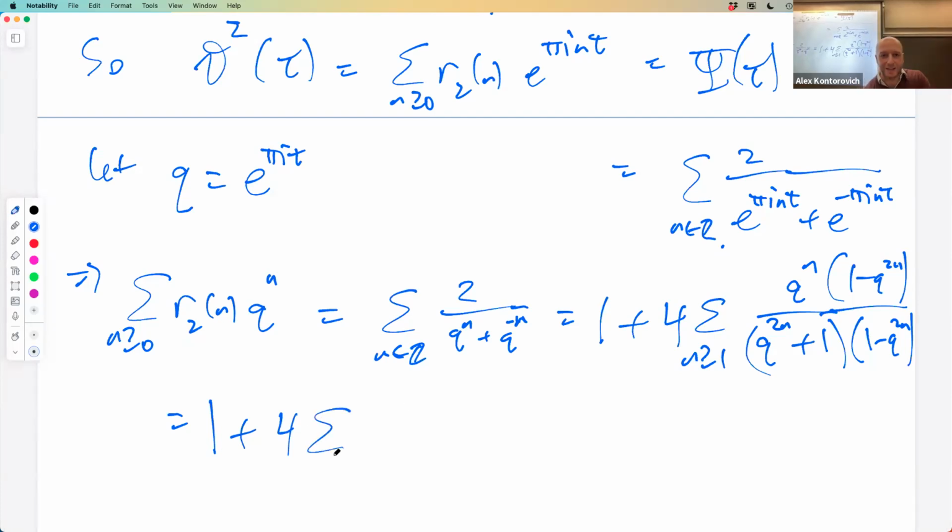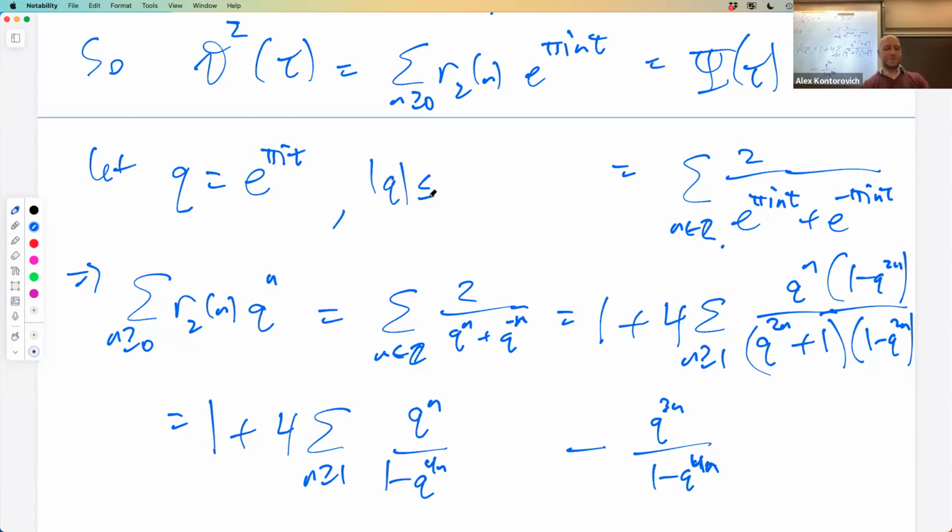Okay? And then in this sum over n greater than or equal to 1, I have a q to the n minus a q to the 3n, and the denominator here is 1 minus q to the 4n. Notice that if tau is in the upper half plane, q has absolute value strictly less than 1, in fact.